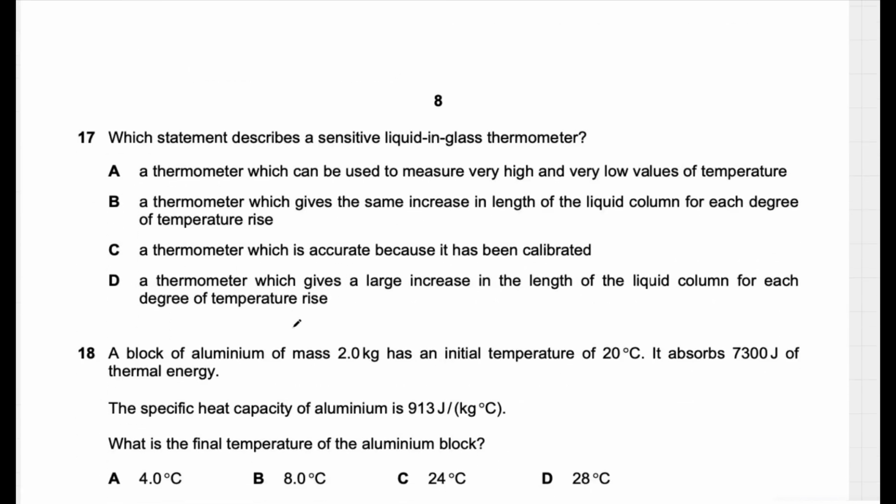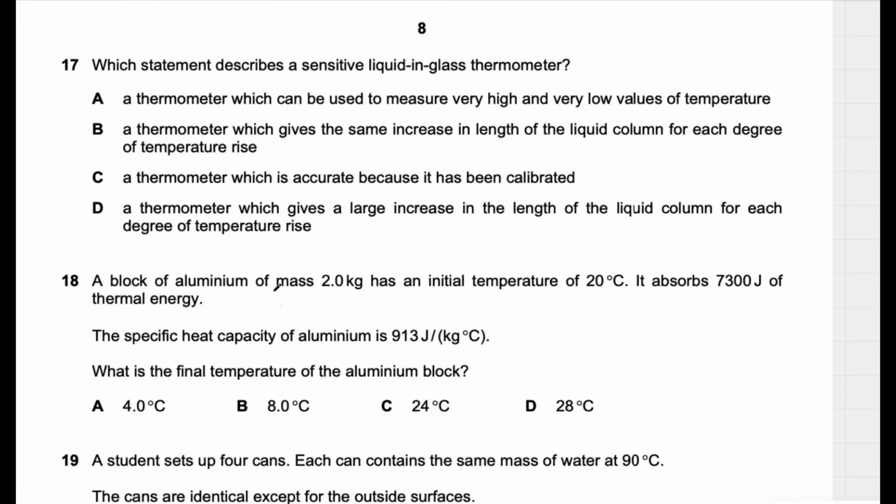Let's go to question 17. Question 17 says, which statement describes a sensitive liquid in glass thermometer? Now we have to read through all the options. A thermometer that can be used to measure very high and very low values of temperature. For sensitive, no. Next, a thermometer that gives the same increase in length of the liquid column for each degree rise of temperature. That may not be absolutely true.